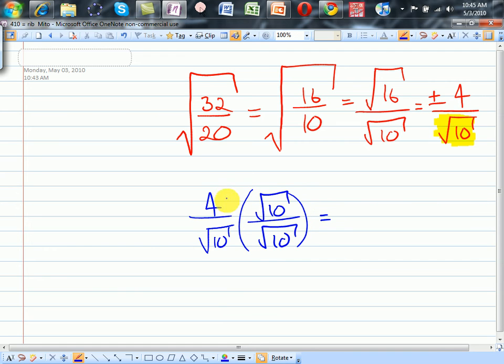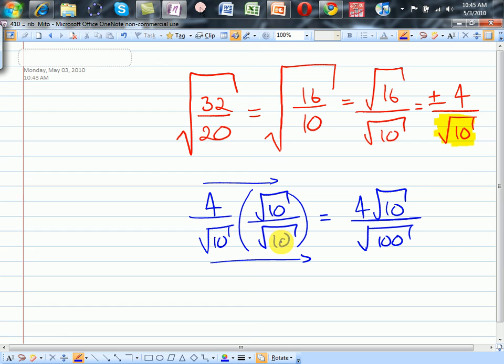And in the numerator, I now have 4 times the square root of 10, divided by the square root of 100. Because the square root of 10 times the square root of 10 is the square root of 100. This can be simplified now. So we now have 4 times the root of 10 over 10.